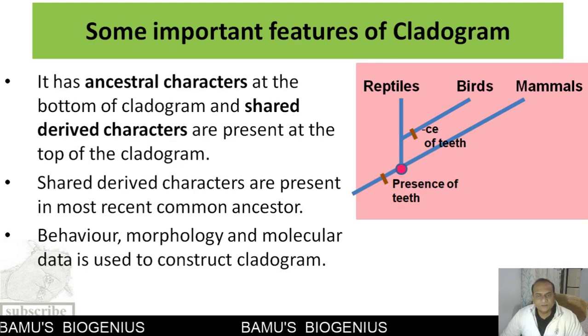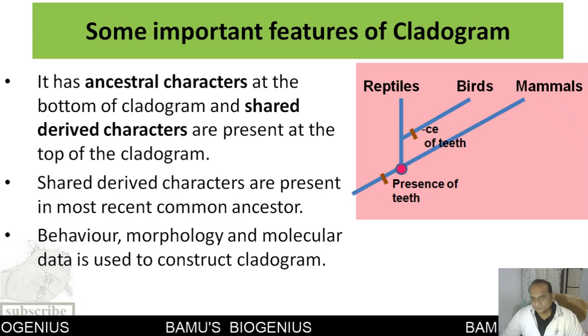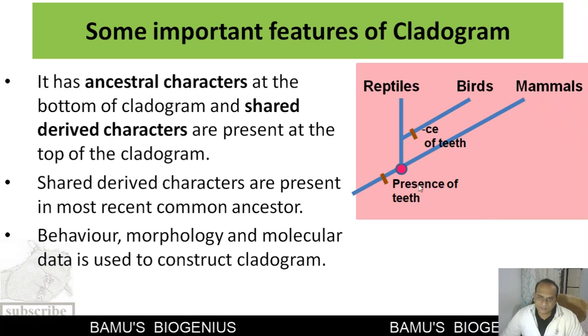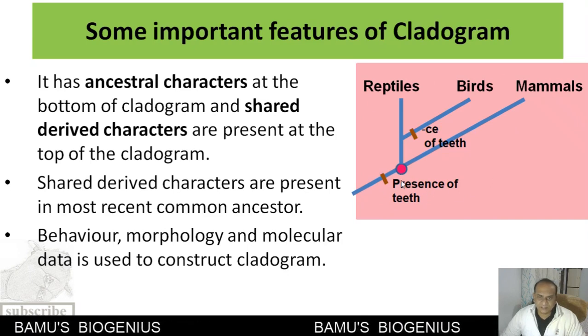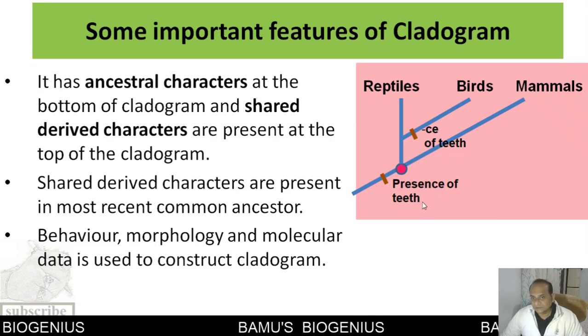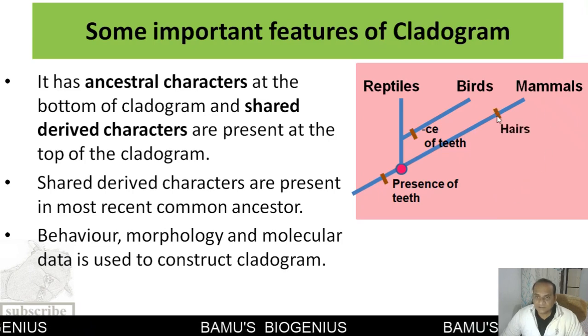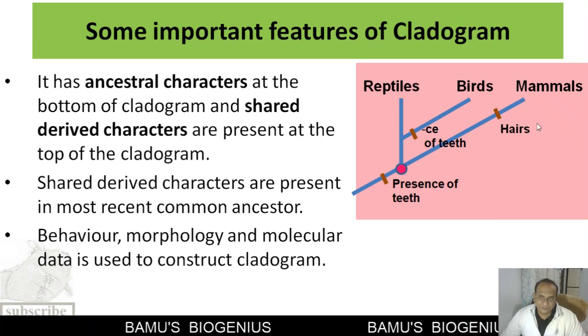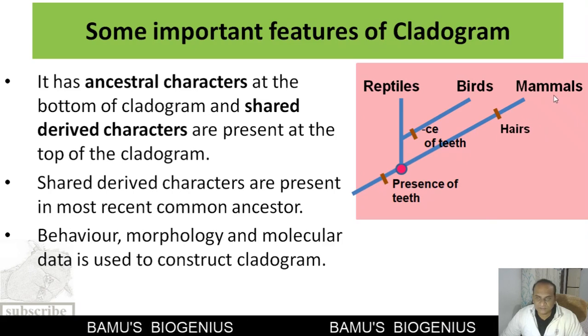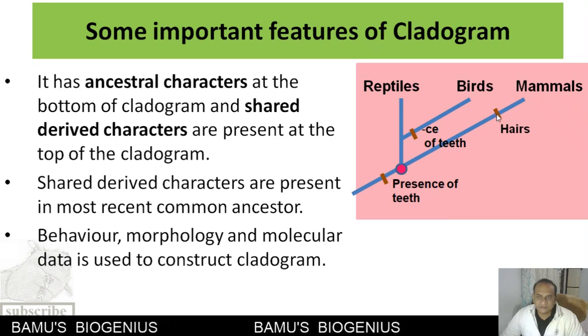Now we will discuss some important features of a cladogram. It has ancestral characters at the bottom of a cladogram. We have already discussed that whenever we make a cladogram, we will get the ancestral characters at the bottom, and we will get derived characters at the end, or we can say at the top of the cladogram. So hairs are present only in mammals. So this is a derived character. That's why the hair is present here on the top of the cladogram.